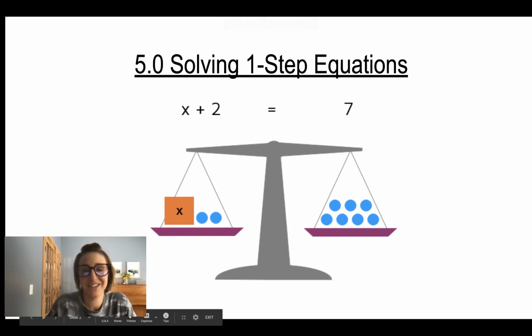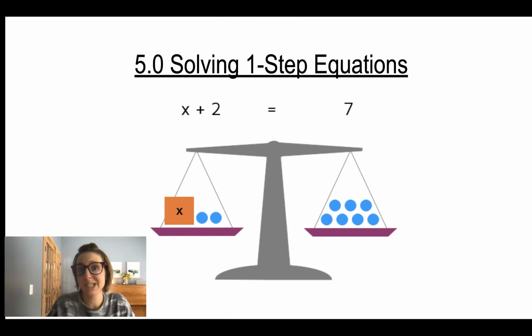Start of Unit 5. Our opening lesson is a review lesson. You did this as a 6th grader and possibly as a 5th grader. We're going to be solving one-step equations today. Remember, equations are where you have an equal sign present. You're saying an expression or a value is the same as another value.